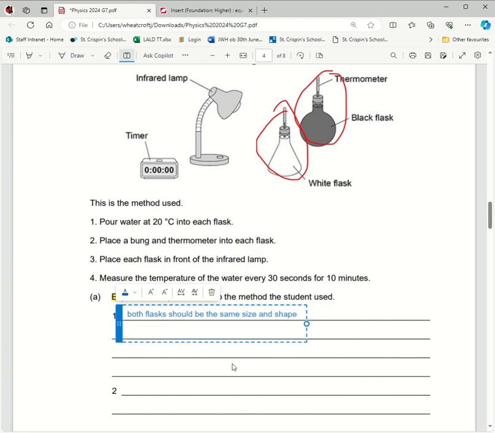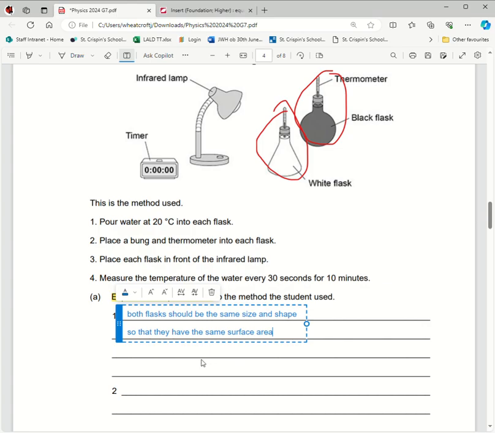And the reason is that if they're a different size and shape, this is going to affect the surface area of the flasks. And the surface area of the flask is going to have a big impact on how readily it emits the infrared radiation or absorbs the infrared radiation. And that's going to affect how quickly the temperature changes. So they should both be the same size and shape so that they have the same surface area. So that's the first one.